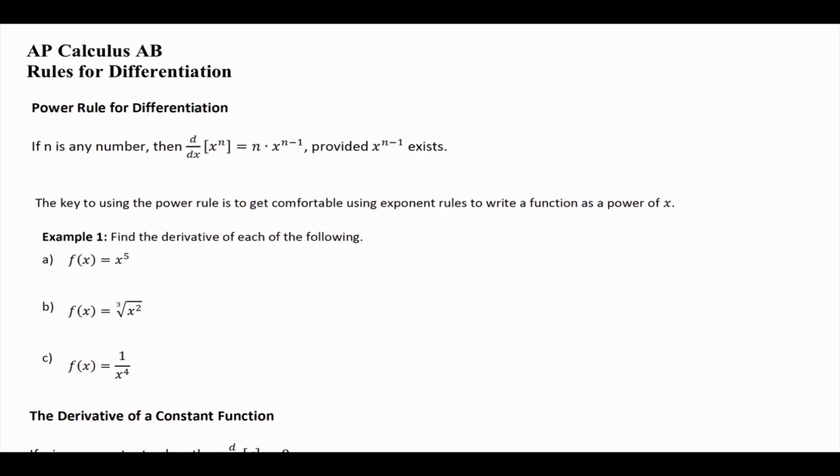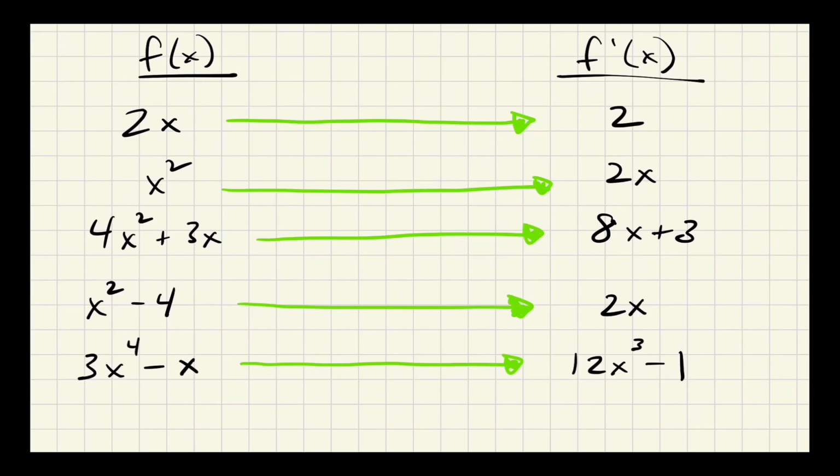So the power rule says the powers go down by one whole. So whatever it was before, it gets subtracted by 1. That old power then comes to the front and multiplies. Kind of like down here on the last one. The 4 comes to the front, multiplies, makes 12.